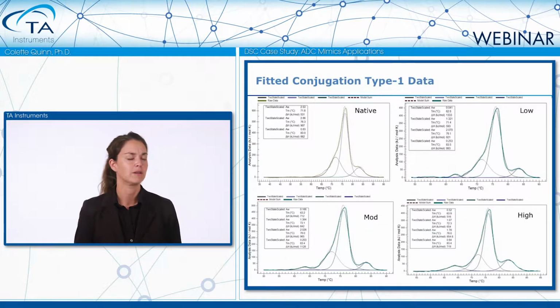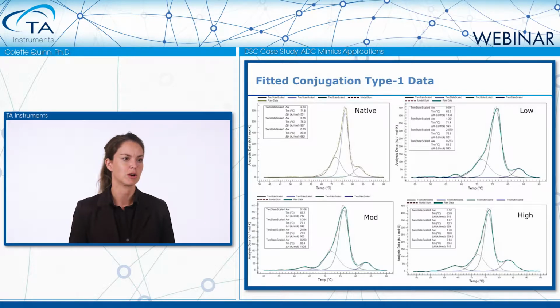So this is an example of a conjugation type 1. Generic, we'll just call it conjugation type 1 of an antibody drug conjugate in series. And it's run at 0.5 mg per mil. We can see at this low concentration, we could easily go as low as 0.1 mg per mil and still see very nice resolution in the thermogram.